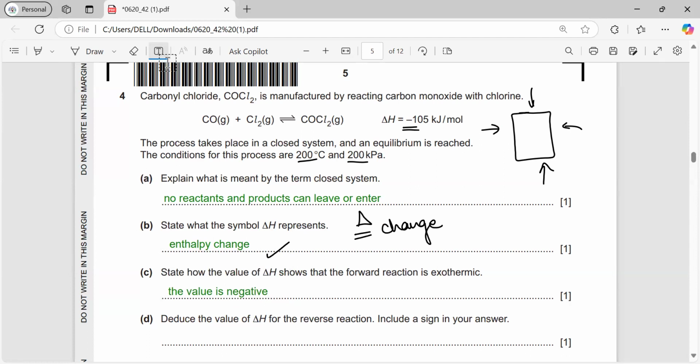Deduce the value of delta H for the reverse reaction. Include a sign in your answer. Now, if the forward reaction is minus 105, then the backward reaction will be positive 105 because the reaction is in equilibrium. So the reactants and products are forming at the same speed. If the forward is negative, then the backward is positive. So it will be positive 105 kilojoules per mole.